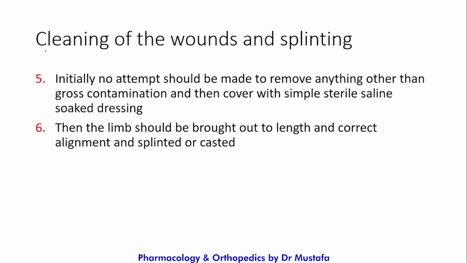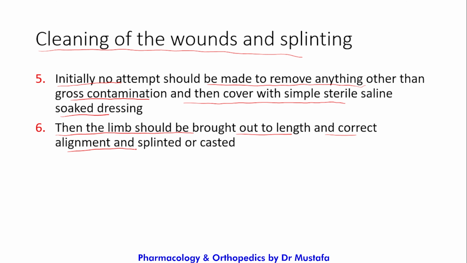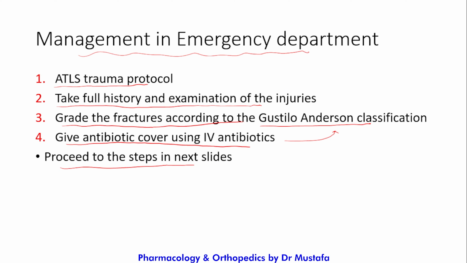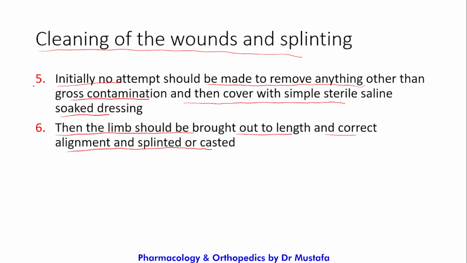So now comes the part of the cleaning of the wound and splinting. Initially, no attempt should be made to remove anything other than gross contamination, and then cover with simple sterile saline soaked dressing. Then the limb should be brought out to length and correct alignment and splinted or casted. So again, you start with the ATLS, you take history, you grade the injury, you give antibiotic, then you remove the gross contaminants, and you splint or cast the limb.